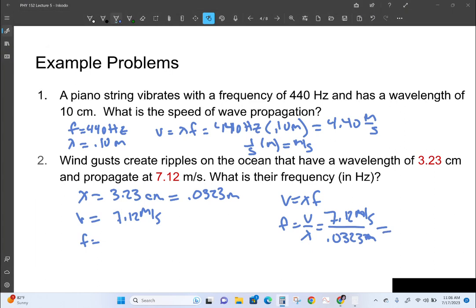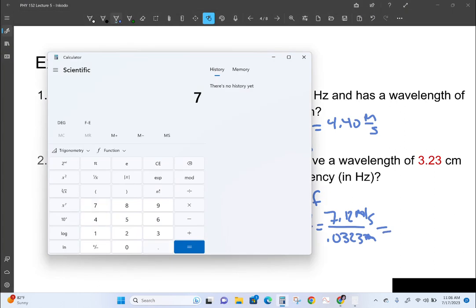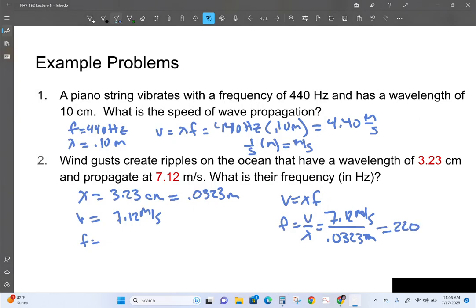So that's going to be 7.12 divided by 0.0323. And I'm getting 220 1 over seconds, or hertz. And I could find the period if I wanted to by taking the inverse of that.